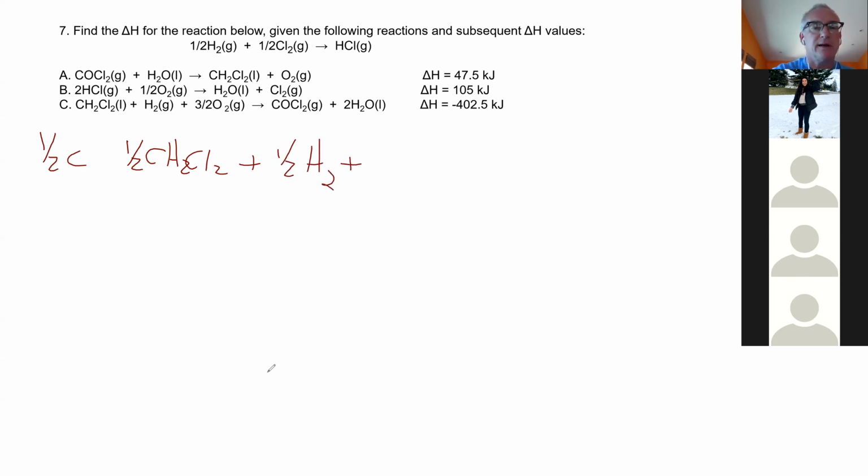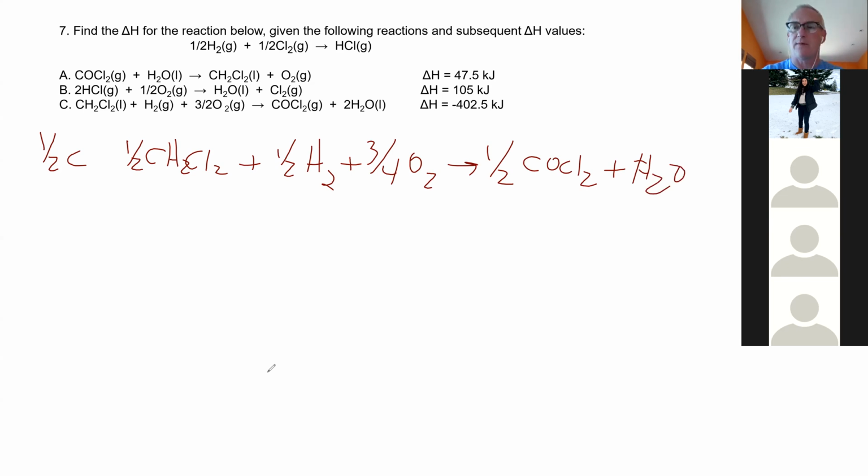plus, well, this is going to be tricky, 3/4 of a mole of oxygen, gives us half a mole of Cl2 and water, one mole of water. Okay. And what's our delta H for that one? So what's delta H for that reaction we just wrote down?